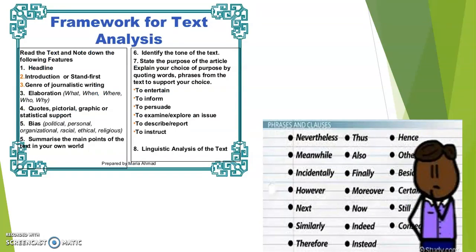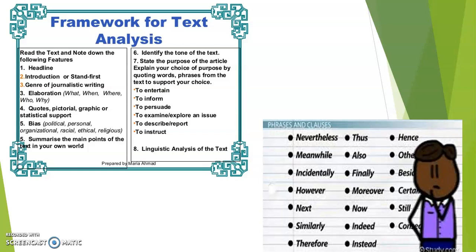First of all, the framework of text analysis, where you will have the headline, the introduction or the standfirst, the genre of your journalistic writing, and elaboration with 5WH questions. You can also insert quotes, pictorial, graphical or statistical support, and never be biased. Summarize the main points in the text using your own words.